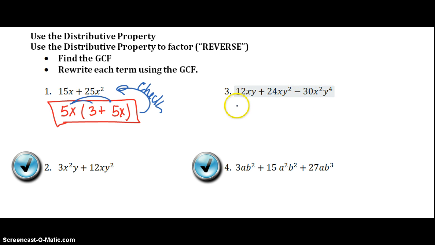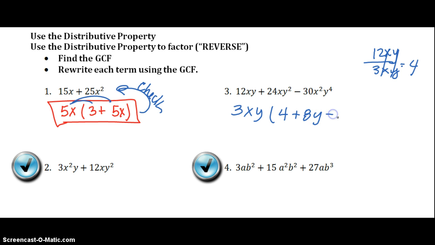So I think 3 is our greatest common factor that's not a variable, and I see an x in every problem, and I see 1y in every problem. So if I took out a 3 here, divide by 3, you get 4xy. I took both of those out. When you divide 12xy by 3xy, you have a 4 left over. When I say 24xy squared divided by 3xy, I have an 8y left over, minus, keeping the sign here, 10.